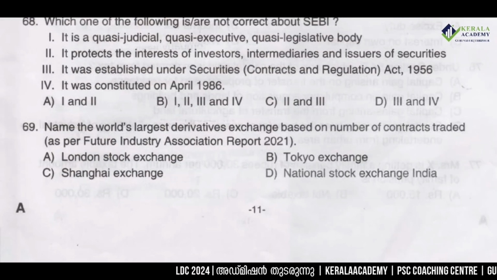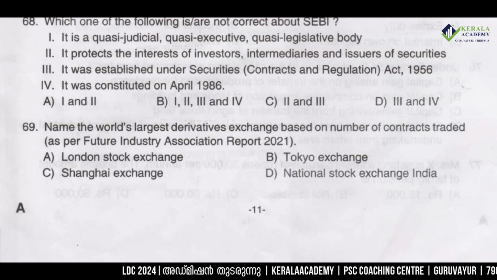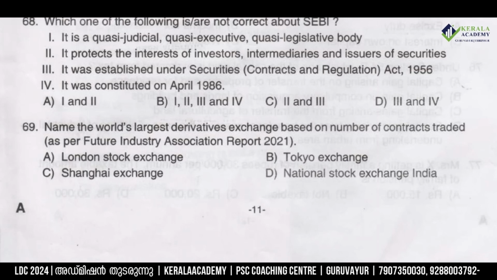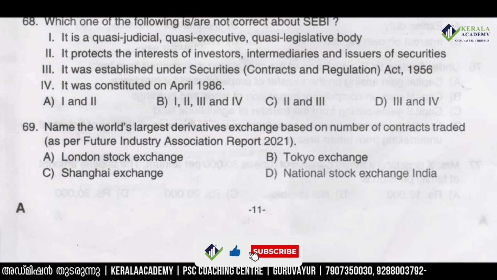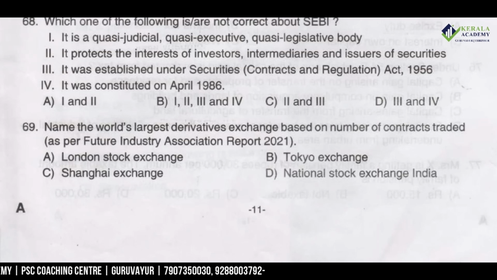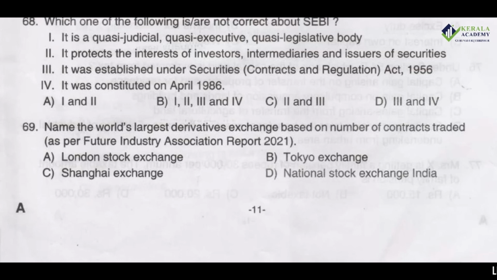Which one of the following is not correct about SEBI? It is a quasi-judicial, quasi-executive, quasi-legislative body. It protects the interest of investors, intermediaries and issuers of securities. It was established under Securities Contracts Regulation Act 1956. It was constituted in April 1986. Option A 1 and 2, option B 1, 2, 3 and 4, option C 2 and 3, option D 3 and 4. Correct answer option D, 3 and 4.